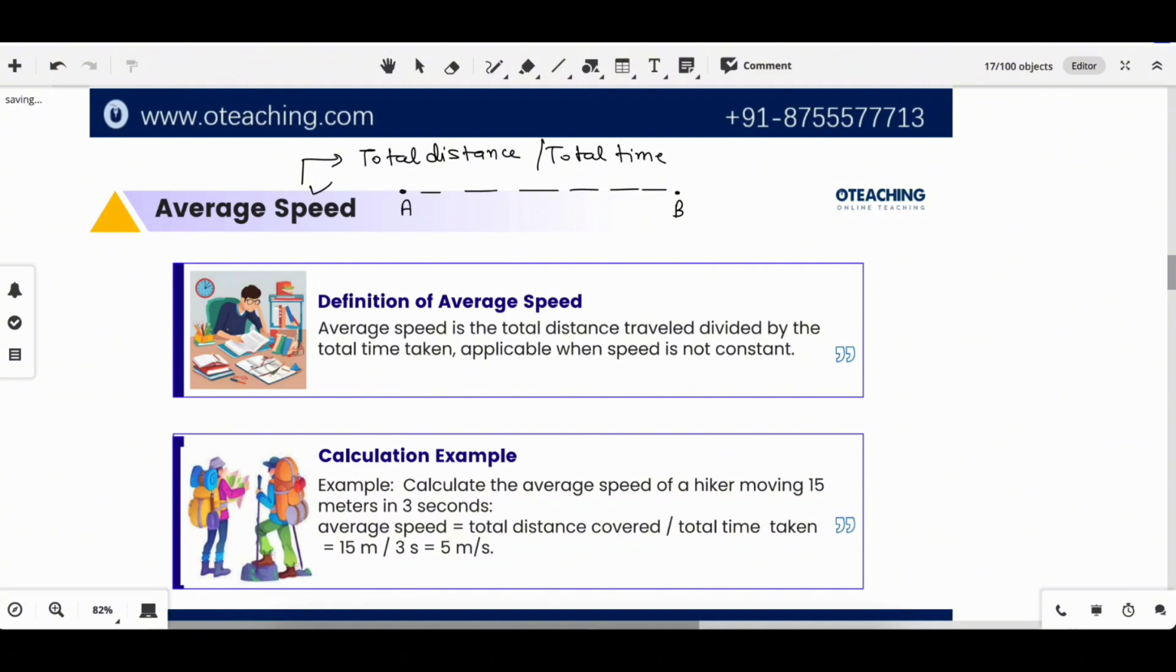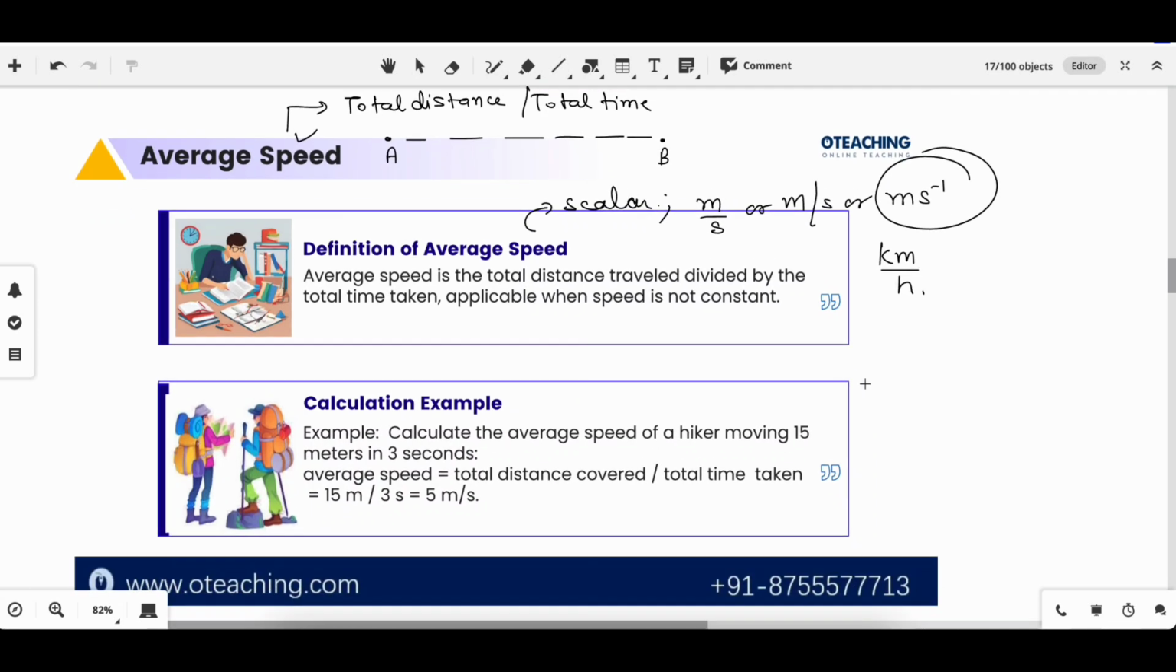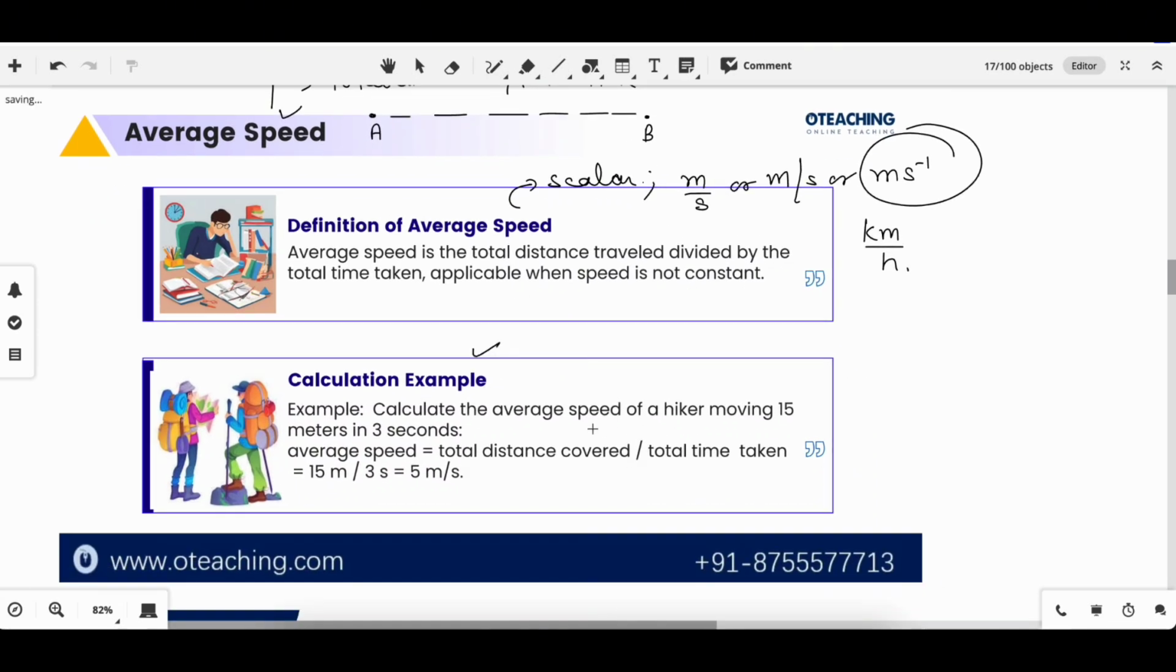Average speed is also a scalar quantity, and it is also measured in meters per second, or m/s. Do understand there are a number of other units in which we can calculate speed. Likewise, you could have kilometers per hour. But the standard unit which is acceptable everywhere is meters per second. Now let's work with this example. It says calculate the average speed of a hiker moving 15 meters in 3 seconds. It's easy, 15 divided by 3.